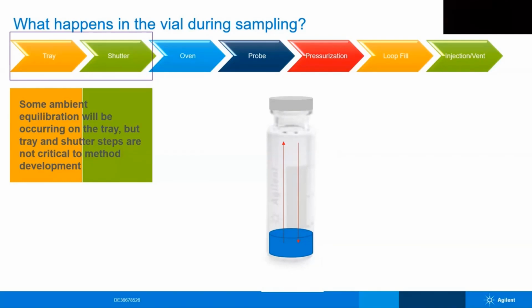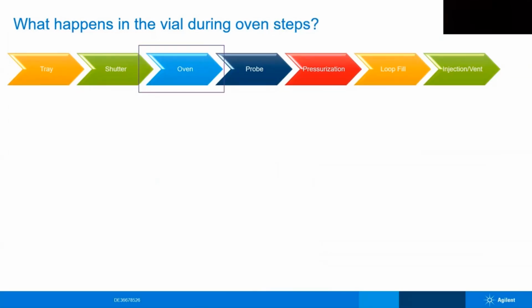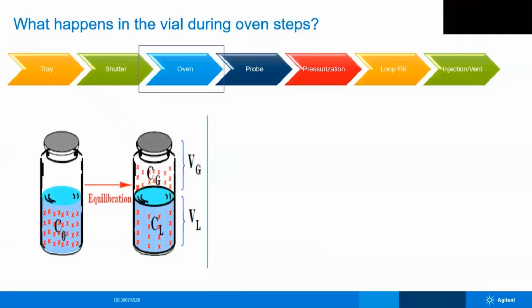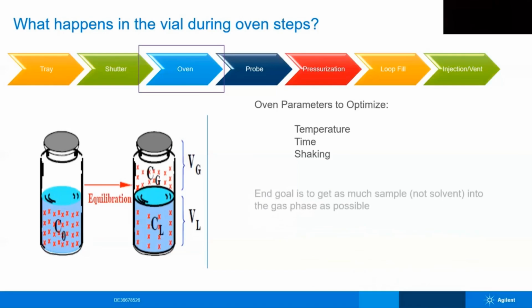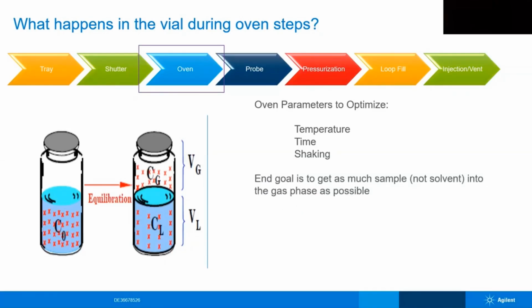In some cases, that's adequate. In other cases, we need to allow a little bit more time. While the standard equilibration will take place once the vial is capped, we then load the vial on the tray, and as the vial is being moved into the shutter position, these are all what we would call ambient equilibrations. And that is what is taking place here. We can see that our concentrations are moving from the liquid, in this case, to the headspace.